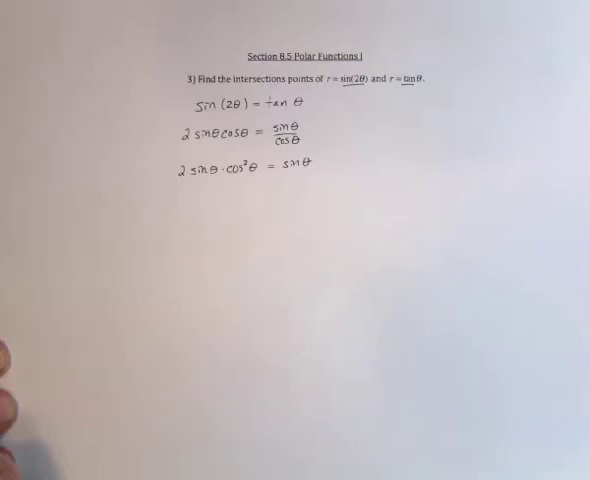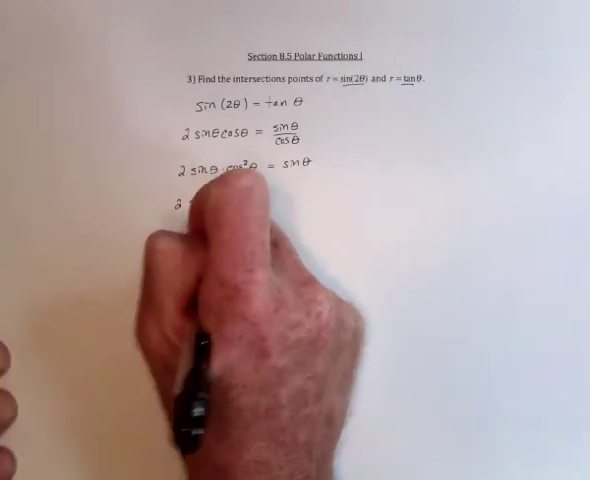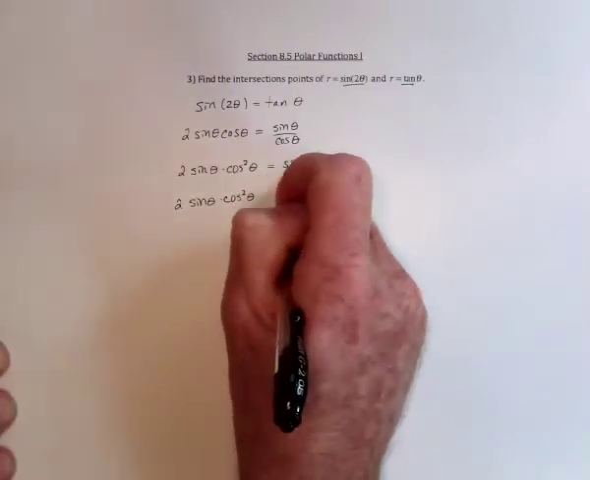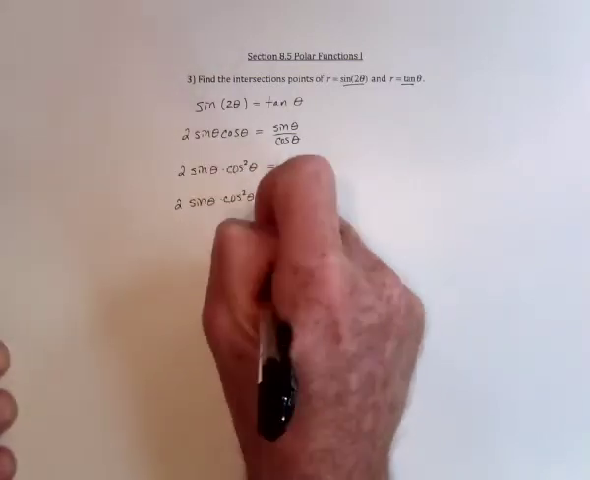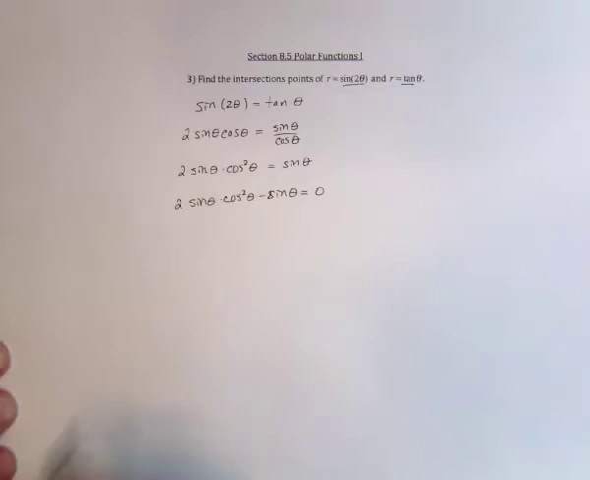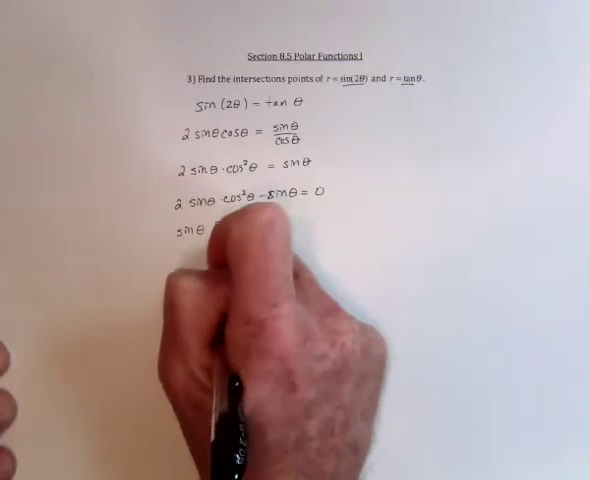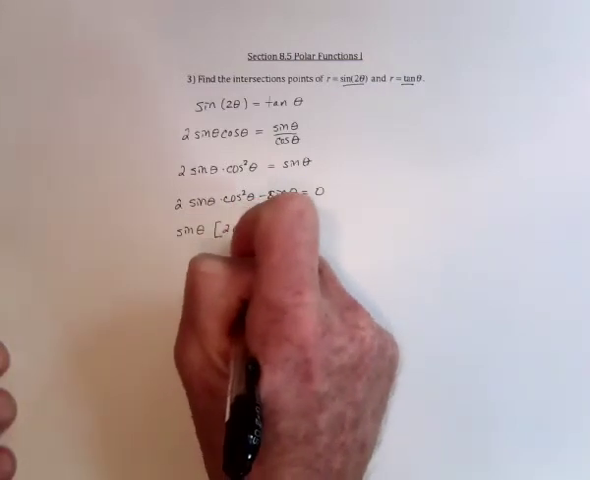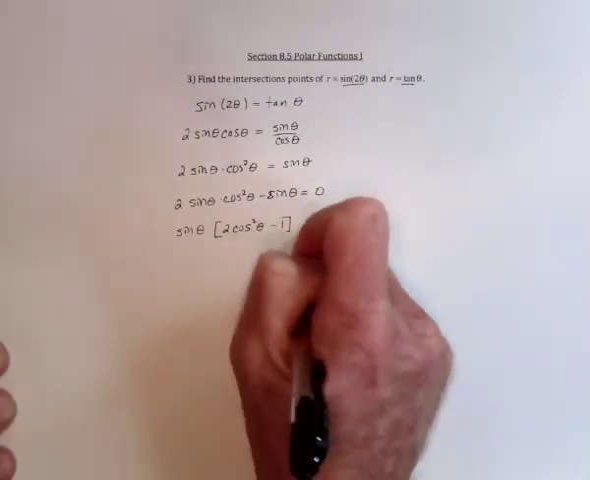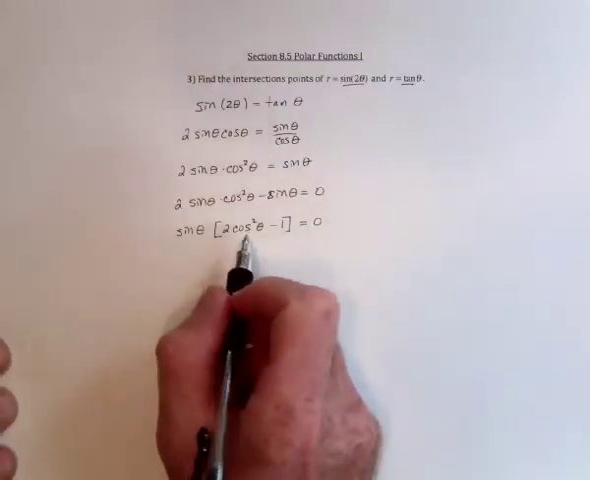And then since there's a sine over here and over here, I should collect those on one side, let's say the left-hand side. So subtract this sine from both sides. And then factor it out. So sine gets factored out. There's going to be 2 cosine squared and then minus a 1. And then there's even an identity for that. That's cosine of 2 theta.